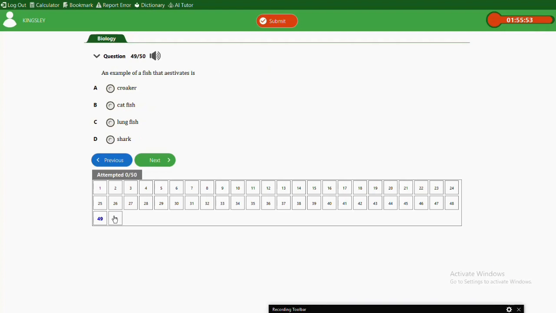So estivation is a situation where an animal becomes inactive in a period of very high temperature. So when there is an extreme temperature condition, some animals can become a bit inactive in order to survive that period. So this is called estivation. The animals that are able to estivate, the African lungfish and the salamander, are able to estivate.